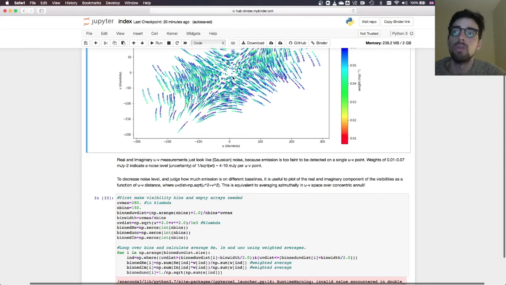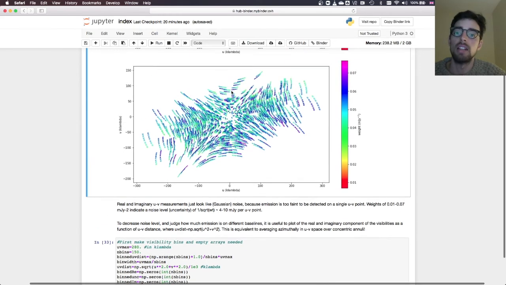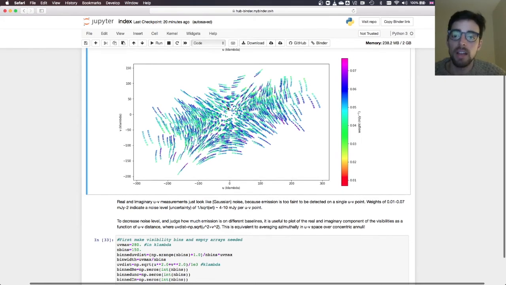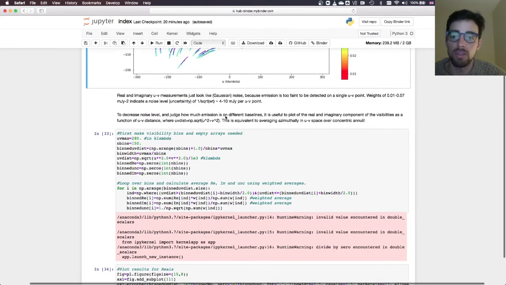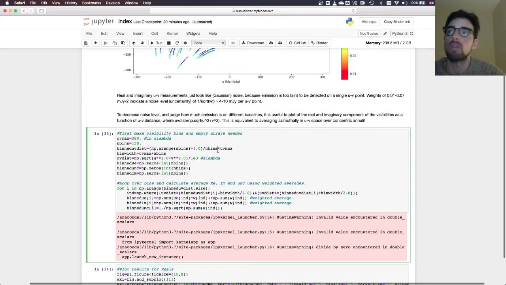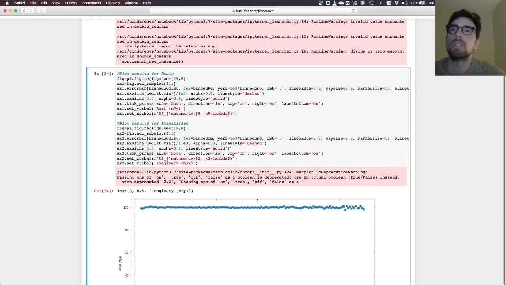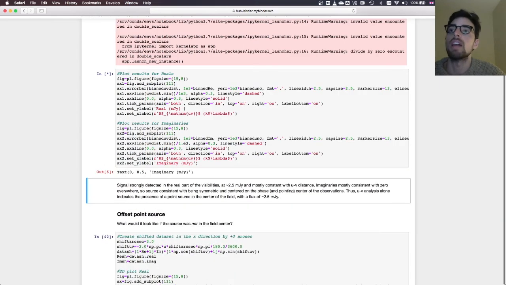Okay, so what we can do, where this distance from the phase center is simply the square root of the u coordinate squared plus the v coordinate squared, is average in concentric annuli in UV space. We draw annuli and then average the reals, the imaginaries and the weights within the concentric annuli, and plot them as a function of UV radius or UV distance. That's what I'm doing in this line: the concentric annuli averaging, and then plotting here.